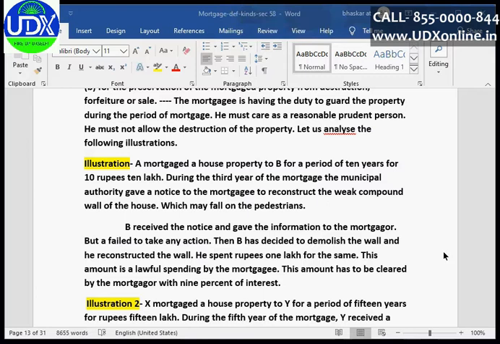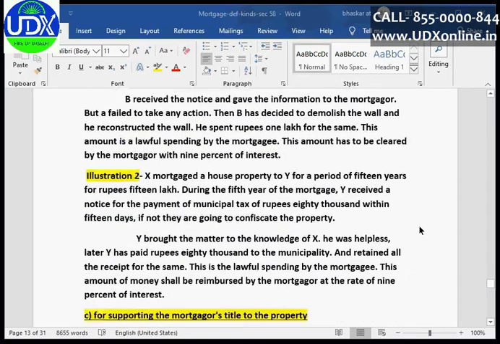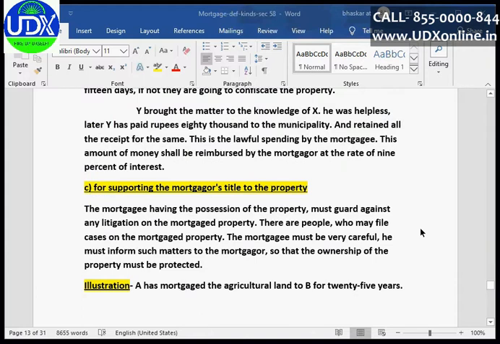Yes. Yes, the mortgagee has the right to get back the money from the mortgager, at least after the expiry of the mortgage period, with a simple interest of 9%, and the mortgager has the duty to reimburse. Okay, so this simple illustration you can write for the first point. Then go to the second point.